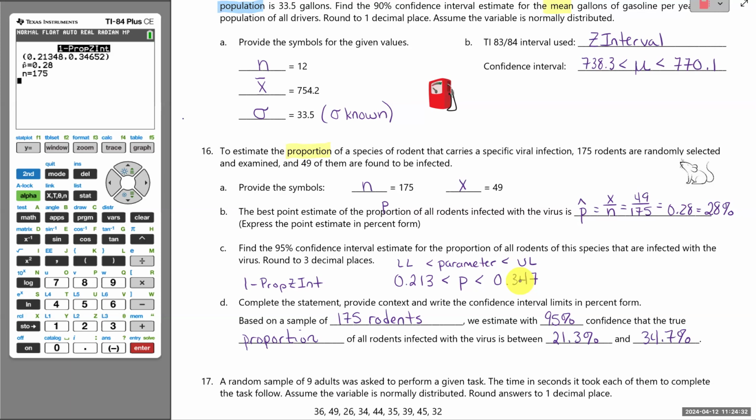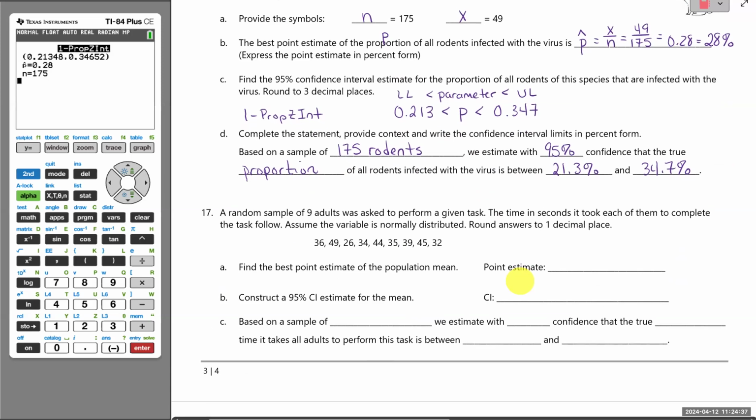Okay, one more on this page. So number 17. A random sample of 9 adults were asked to perform a given task. The time in seconds it took each of them to complete the task follow. Assume the variable is normally distributed. So that statement again is needed because our sample size is small, under 30.